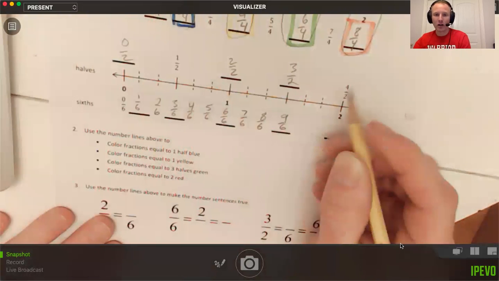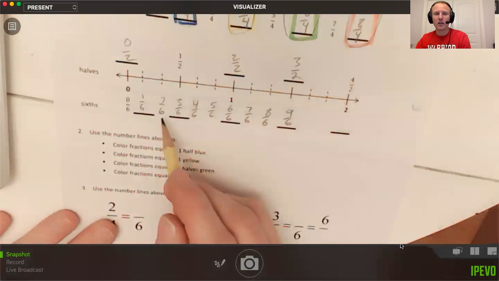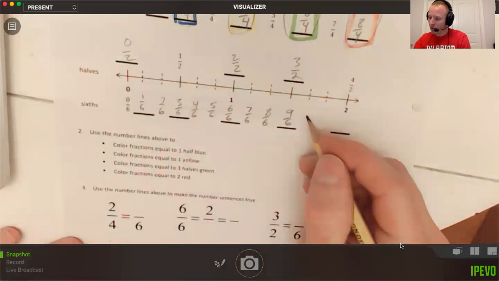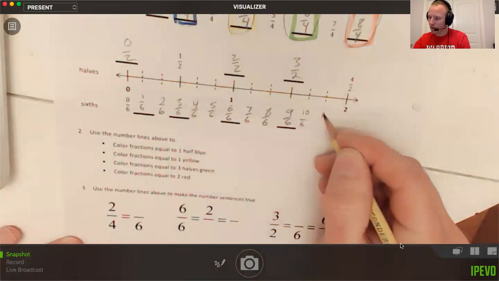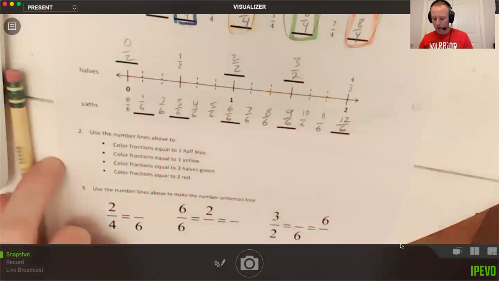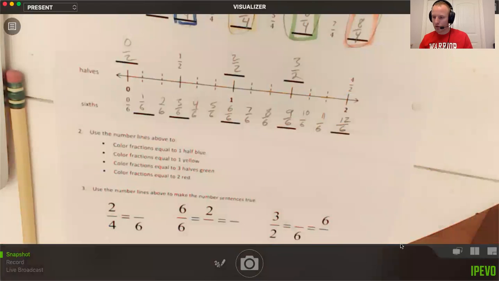Remember when I said that my brain doesn't work the same way that I set this up? To me, they should have had a line for each of these so we could easily see where they all go. 10, 6, 11, 6, and 12, 6. Okay, so now we are going to go through and match up anything that's equal to each other.